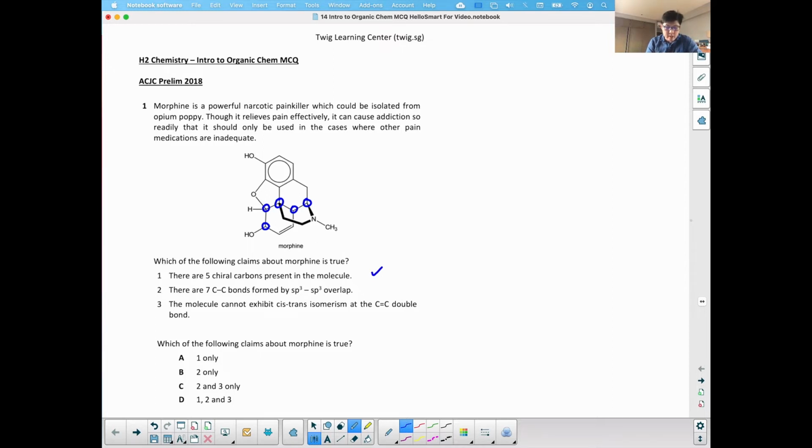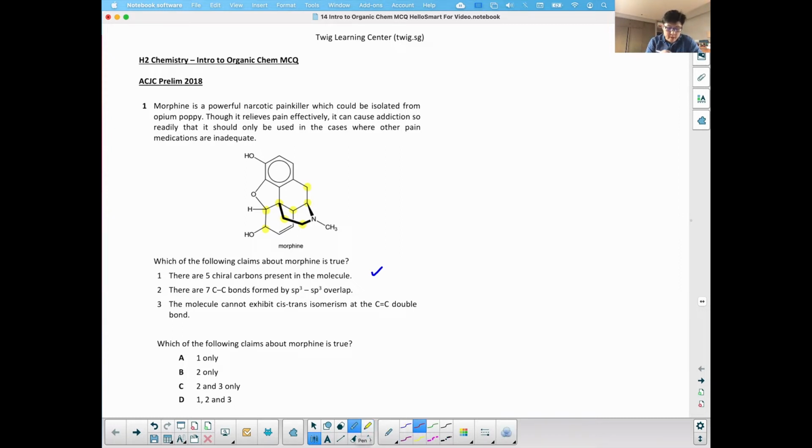Next, there are 7 C-C bonds formed by sp3 overlap. I'm going to look at all the carbons that are sp3 hybridized, and I'm going to use a highlighter. sp3, sp3, sp3, sp3, sp3, sp3, sp3, sp3. All the highlighted ones are sp3 hybridized carbons.